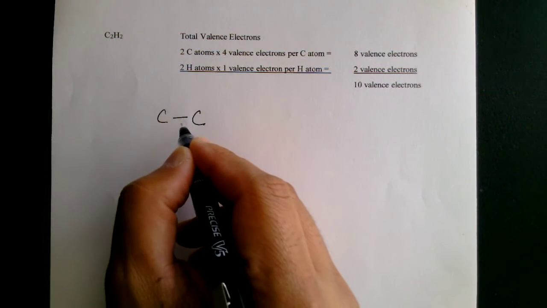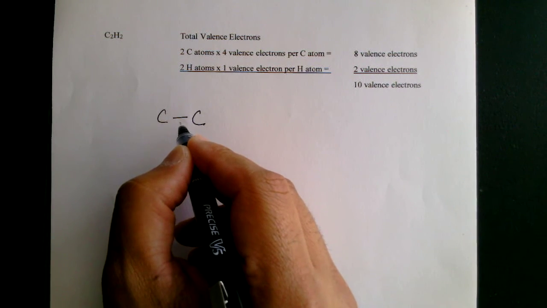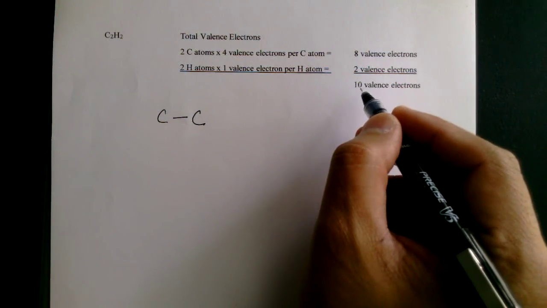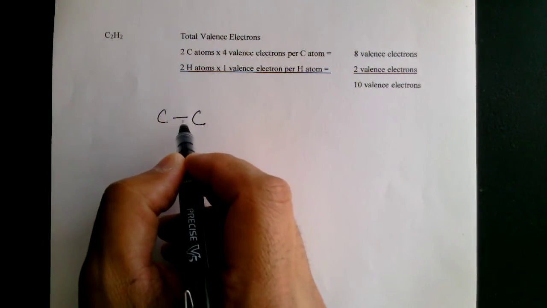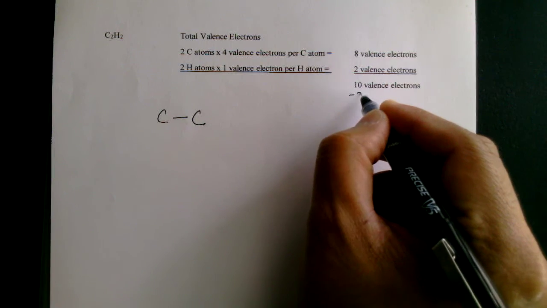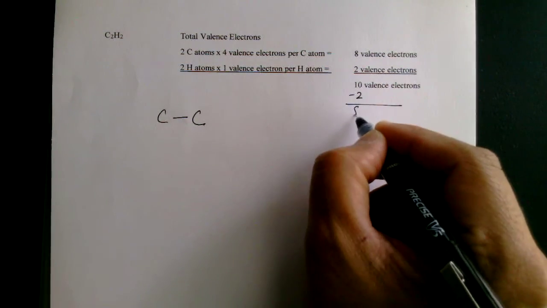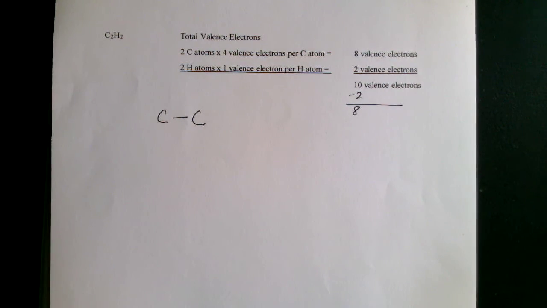The connection here is a covalent bond or a shared pair of electrons. Of the 10 valence electrons, we've used 2 for this connection, this covalent bond. So there are 8 valence electrons remaining.